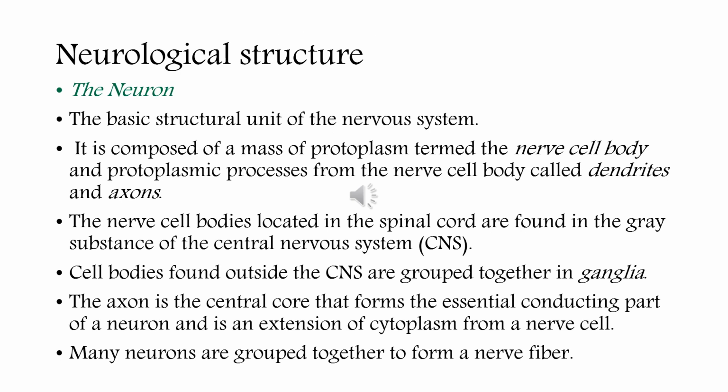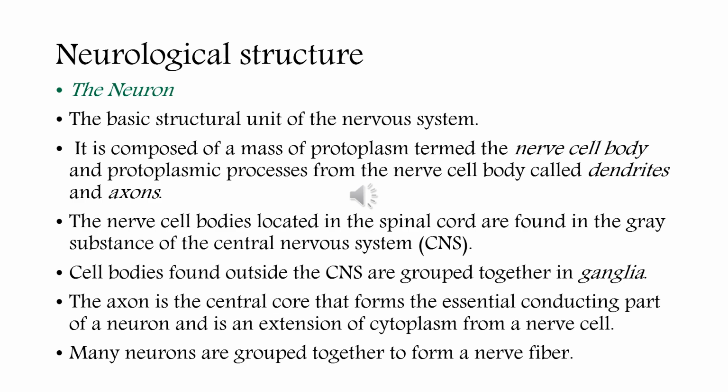So, as a refresh of what we know about the neurons, we all know that it's the basic structural unit of the nervous system, and the neuron is composed of the nerve cell body and then the processes, which include the dendrites and the axons. And as you know, the nerve cell body is located in the gray matter, or gray substance, of the central nervous system. And if the cell bodies are found outside the CNS, then they are grouped in something we call ganglia.